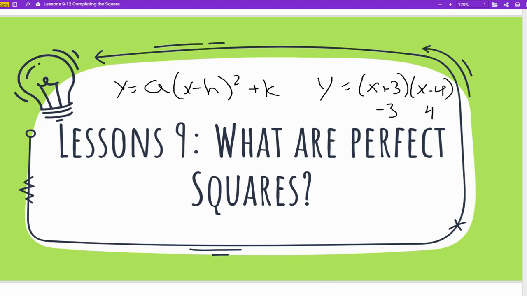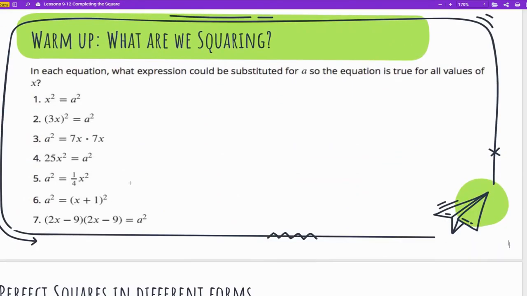But we're going to start with a quick lesson involving perfect squares, okay? And not just involving numbers, like we know some of the perfect square numbers perhaps, but also algebraic perfect squares. Okay, can I go to the next slide? Oh, here we go. Okay, a bit of a warm up here. What are we squaring?